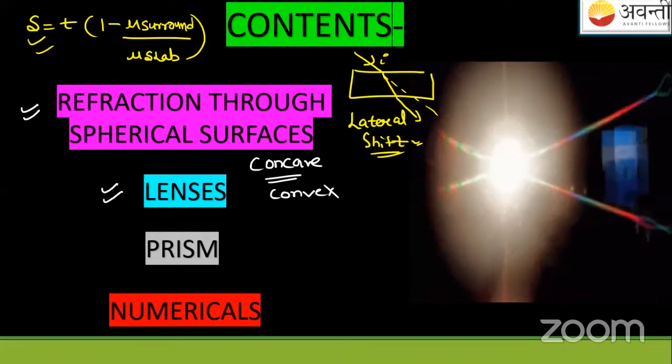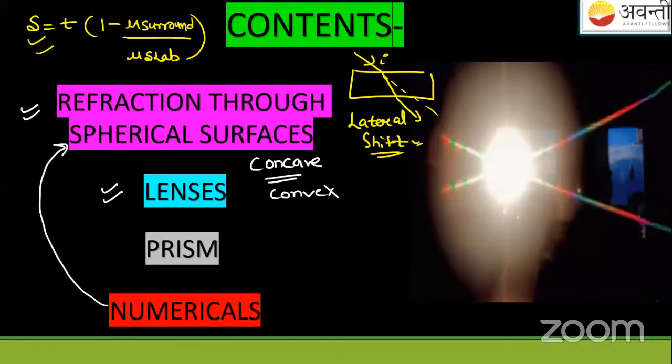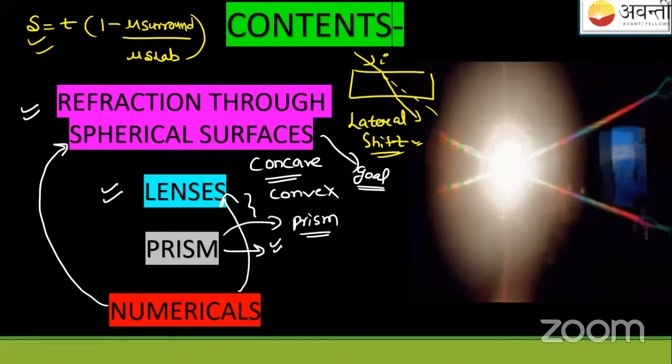By the way, the numerical which I have shown you here at the last is included in this also. At the end of the class, if we are left with some time, we will study prism. This is the last thing in today's class, but I may include this in the next class. Prism with lenses. So we will try it. Our goal today is at least to cover this first heading, refraction through spherical surfaces.